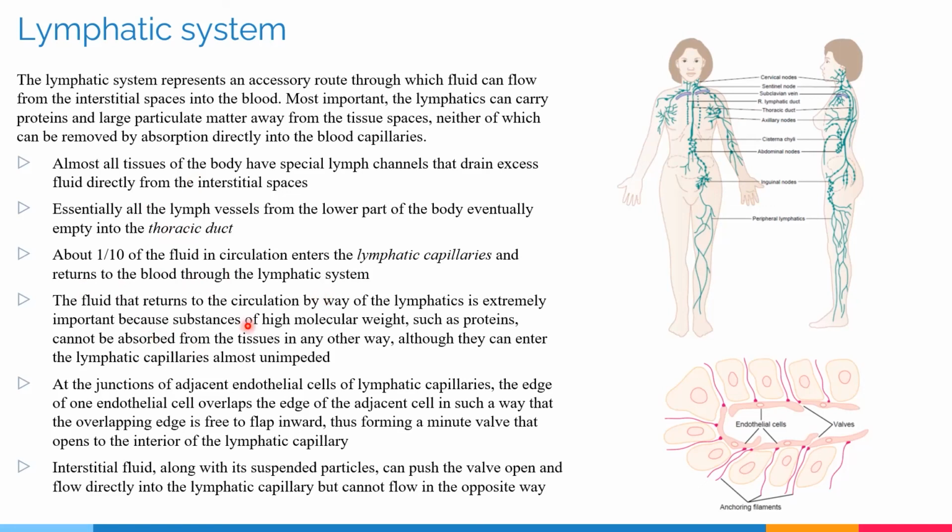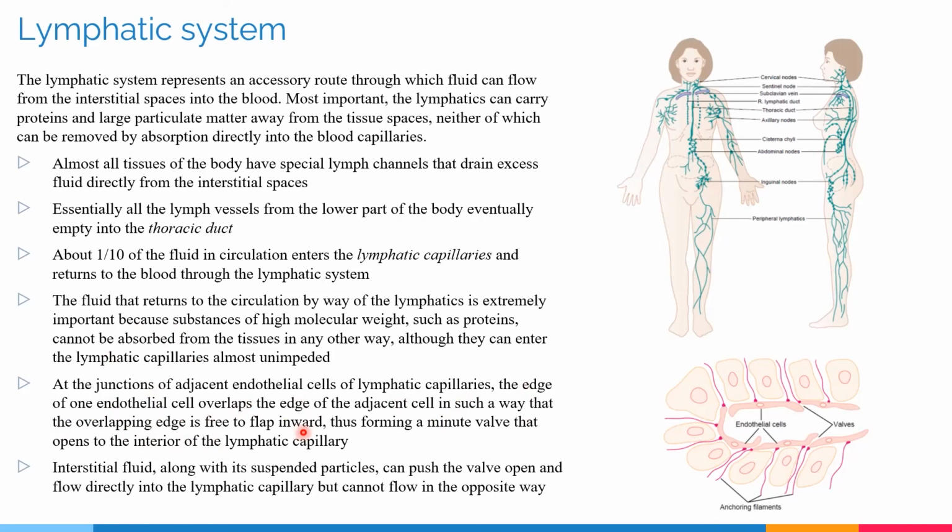The fluid that returns to the circulation by way of lymphatics is extremely important, because substances of high molecular weight, such as proteins, cannot be absorbed from the tissues in any other way, although they enter the lymphatic capillaries almost unimpeded. So what is the reason for these lymphatics allowing such large particles to enter directly into them? At the junction of the adjacent endothelial cells of the lymphatic capillaries, the edge of one endothelial cell overlaps with the edge of the adjacent cell in such a way that the overlapping edge is free to flap inwards.